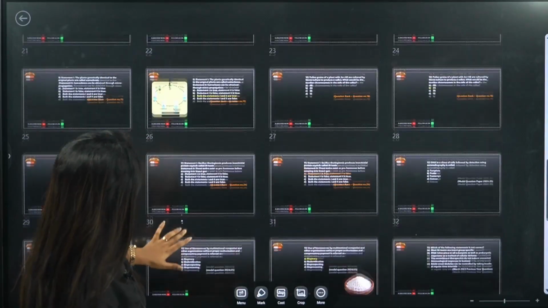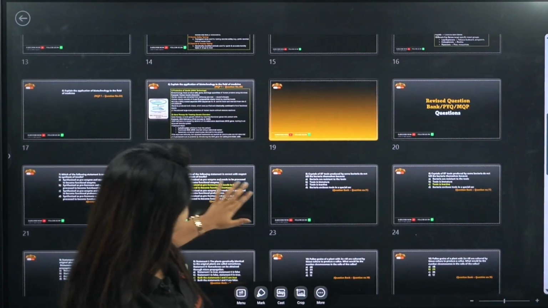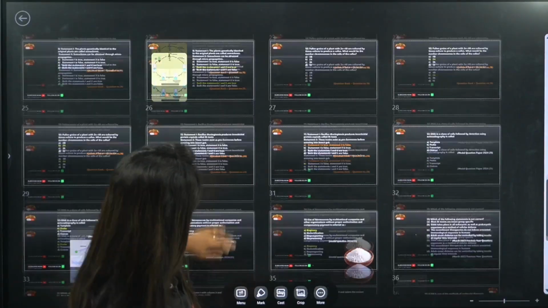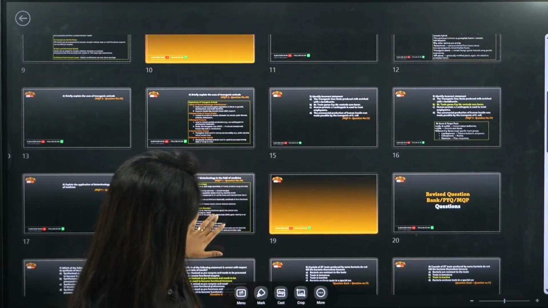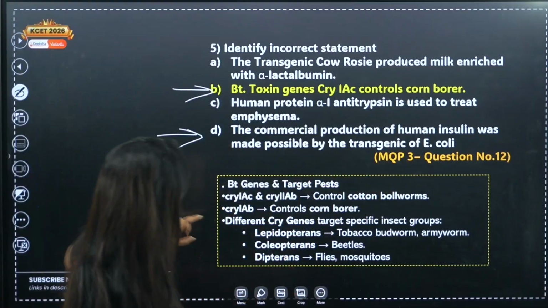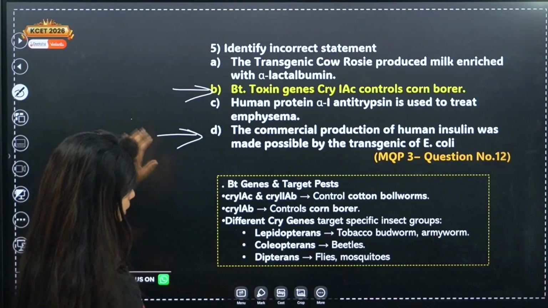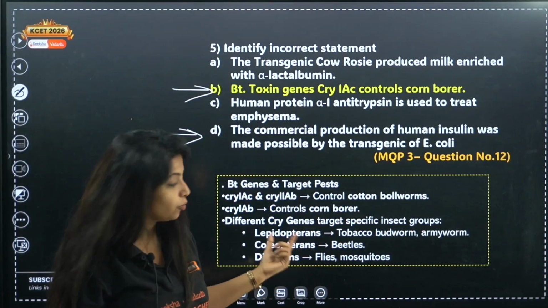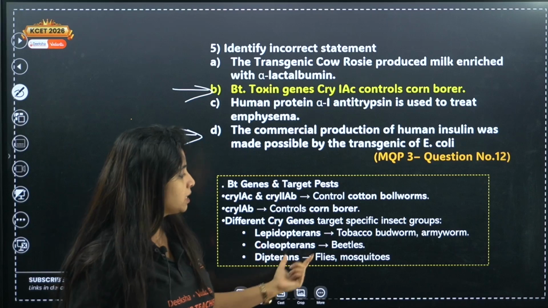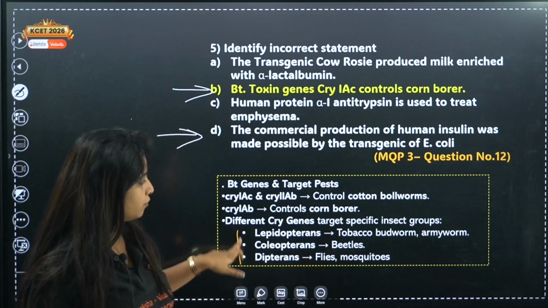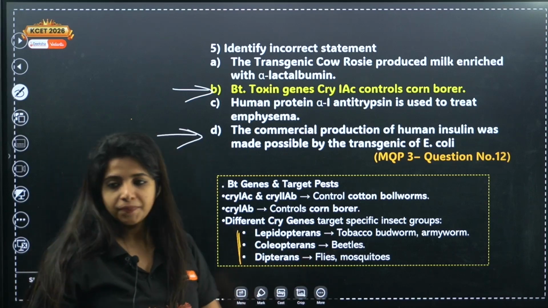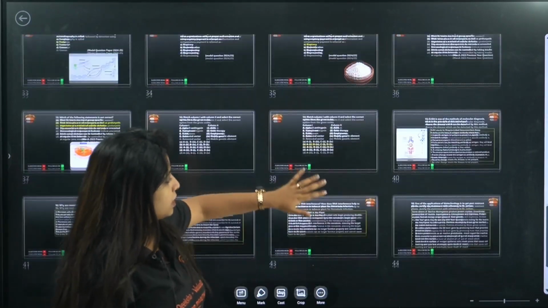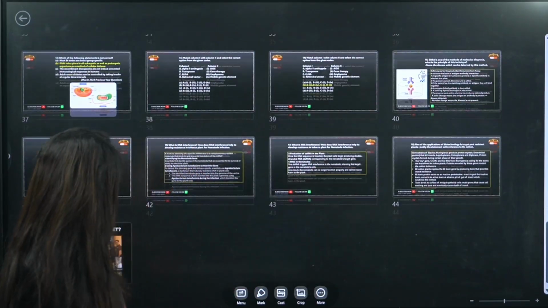I'll just quickly go through if I am missing something. If not, then it's okay. Yeah, please go through this also. So this is what I was missing. What are lepidopterans? Tobacco budworm and armyworm are lepidopterans. Coleopterans are beetles. Dipterans are flies and mosquitoes. So these are the three different categories of insects being discussed. Apart from it, all of it is super done. So I hope you will never forget all this information.